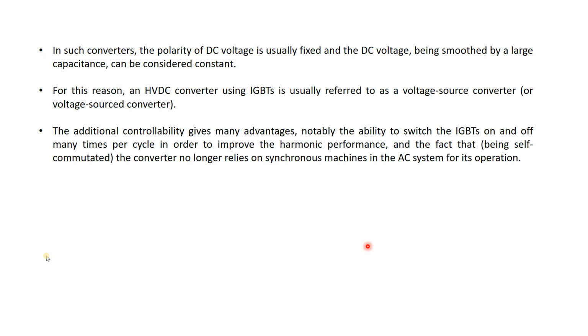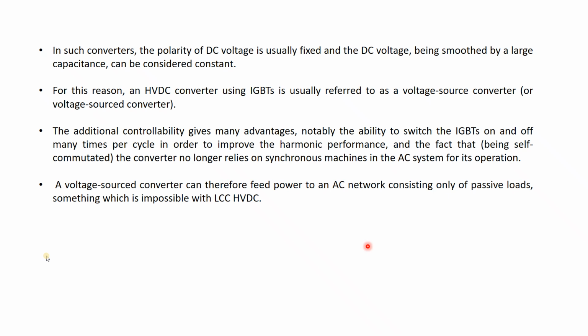Additional controllability gives many advantages, notably the ability to switch the IGBTs on and off many times per cycle in order to improve the harmonics, and the fact that the self-commutated converter no longer relies on the synchronous machines in the AC system for this operation. In the LCC, the turn on was done by the thyristors, but turn off was not possible. So we have to rely on the AC system for the turn off operation, because only when the supply went off was it turned off; otherwise it was not turned off for thyristors.